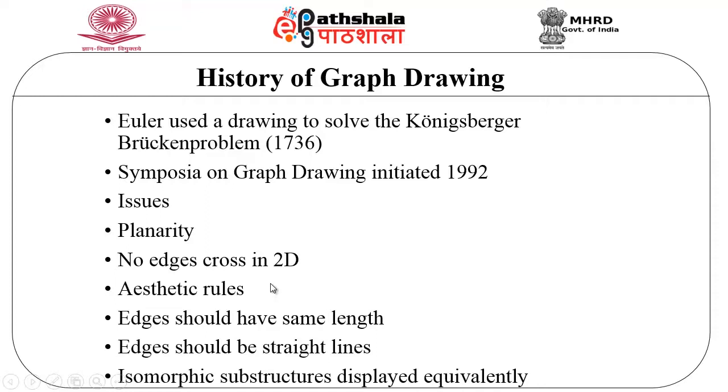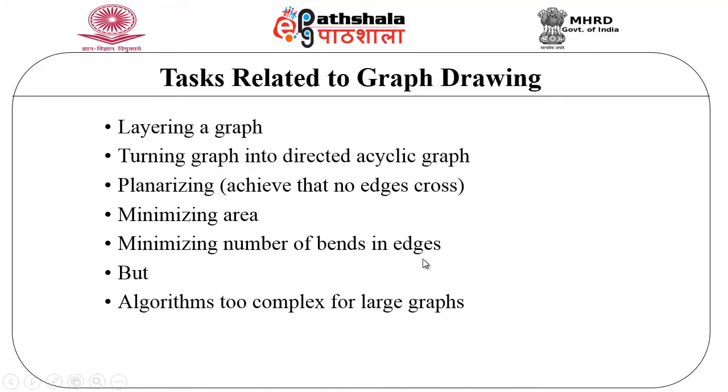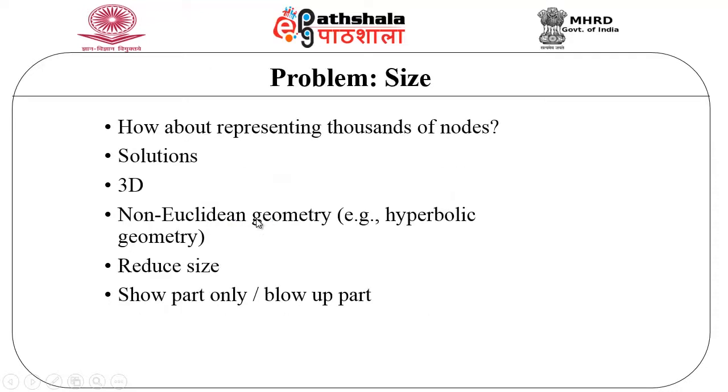Edges should have the same length. Edges should be represented as straight lines, and isomorphic substructures are displayed in an equivalent fashion. The tasks related to graph drawing are layering a graph, turning a graph into a directed acyclic graph, planarizing the graph, that is achieving that there are no edge crossings, minimizing the area, and minimizing the number of bends and edges. Some of the algorithms that are used for all these tasks are very complex, particularly for large graphs.